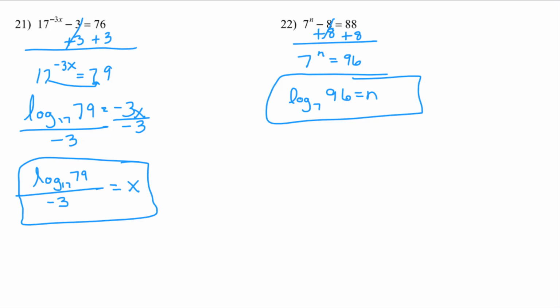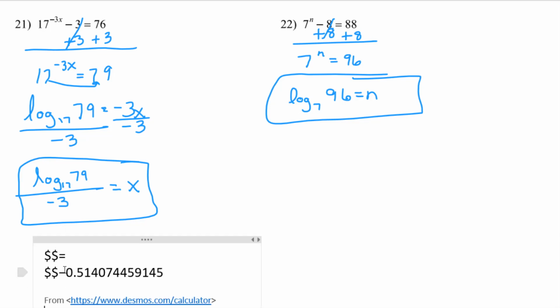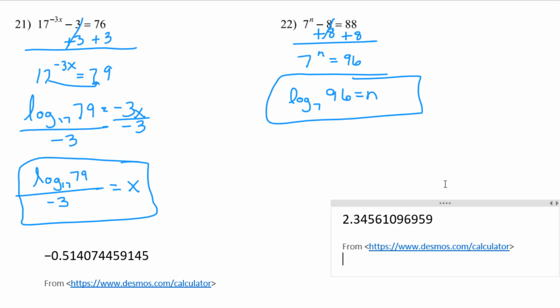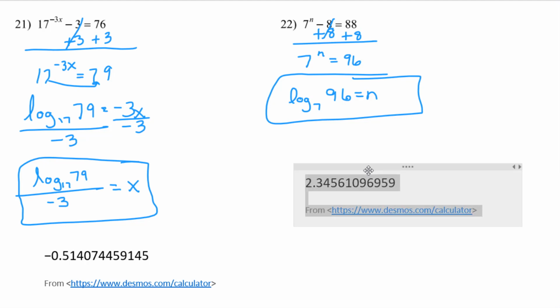Okay. Can I copy, paste? Oh, sort of. I don't know what those dollar signs are for, but this is the answer I get for log base 17 of 79 divided by -3. And then I need to do 7 and 96. And this is the answer I get for log base 7 of 96.